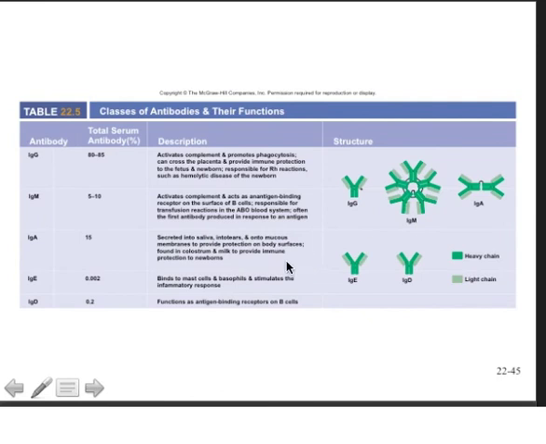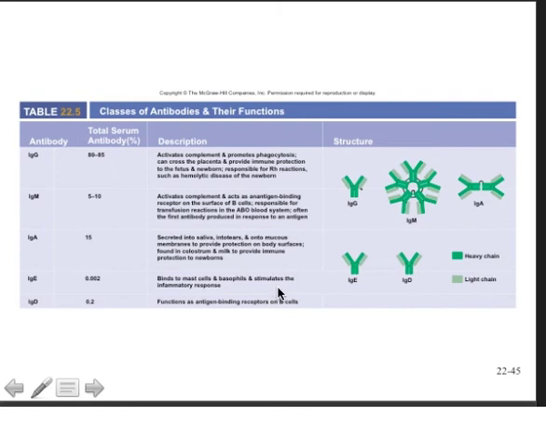And then the IgAs are secreted in saliva, in tears, and mucous membranes. They provide protection on body surfaces, and they're found in the colostrum of milk. It provides immune protection to newborns. So this is an example of an interesting type of immunity that we call natural passive immunity. And we'll go into that in just a bit.